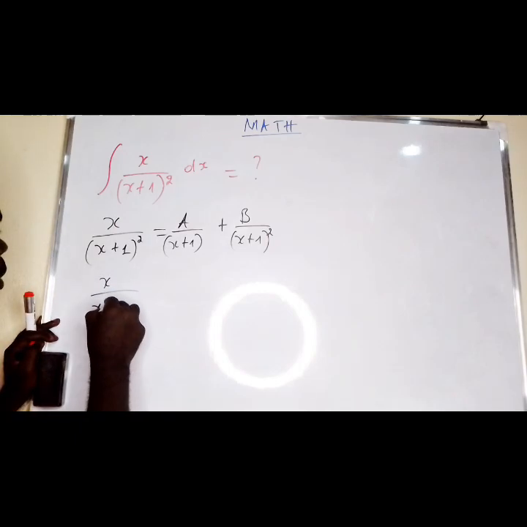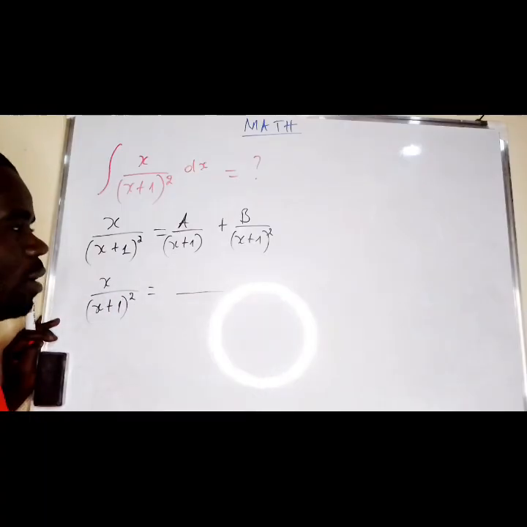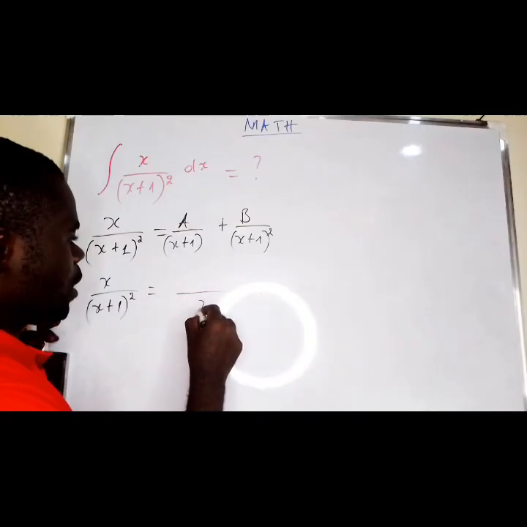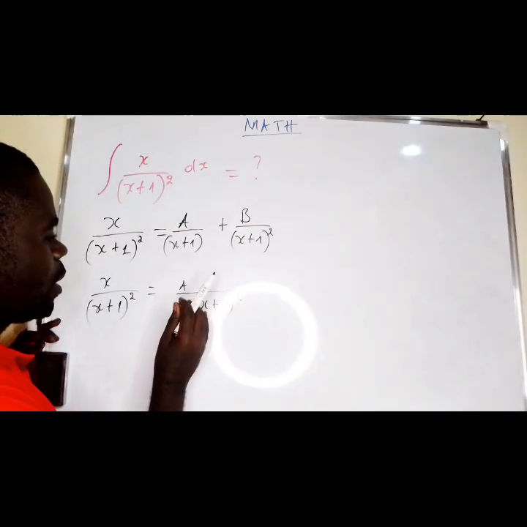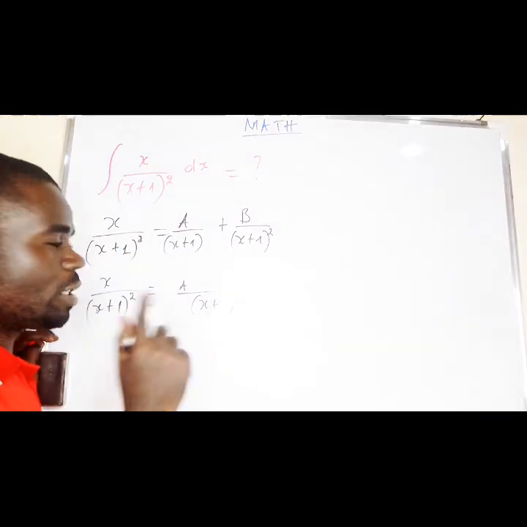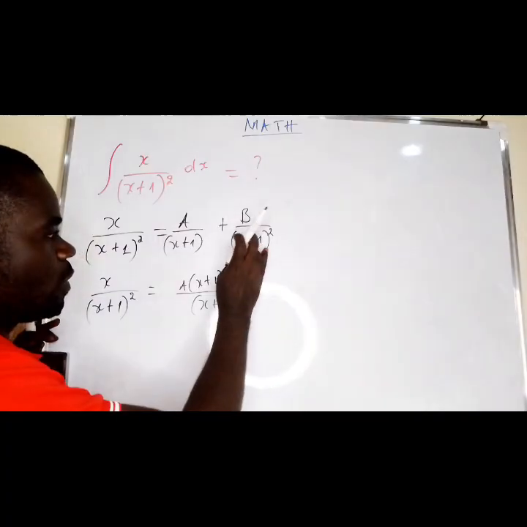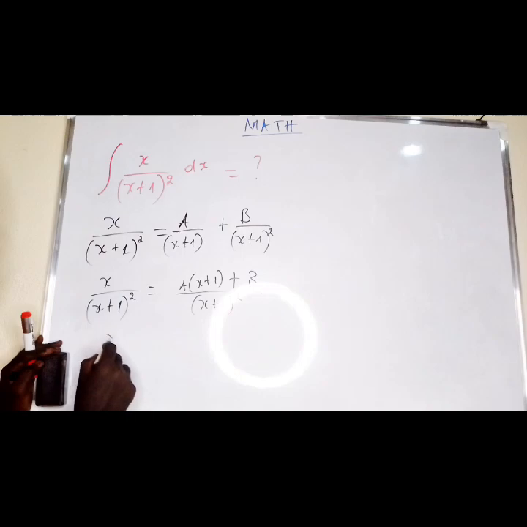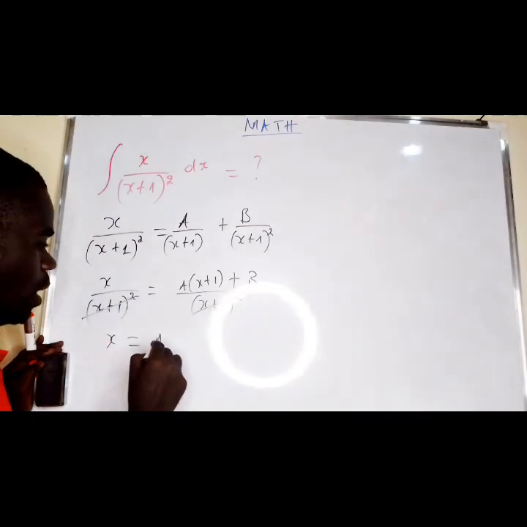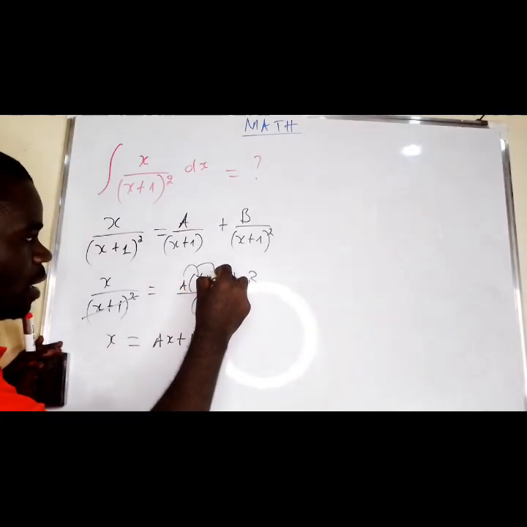So x over (x plus 1) squared is equal to, we need to find the common denominator, which is (x plus 1) squared. Then this is a. We take this divided by this, we remain with a single factor, x plus 1, then plus b, because this divided by this is 1, multiplied here. Now this one and this one will simplify. We remain with x, which is equal to ax plus a, then plus b. This a multiplies here and here.